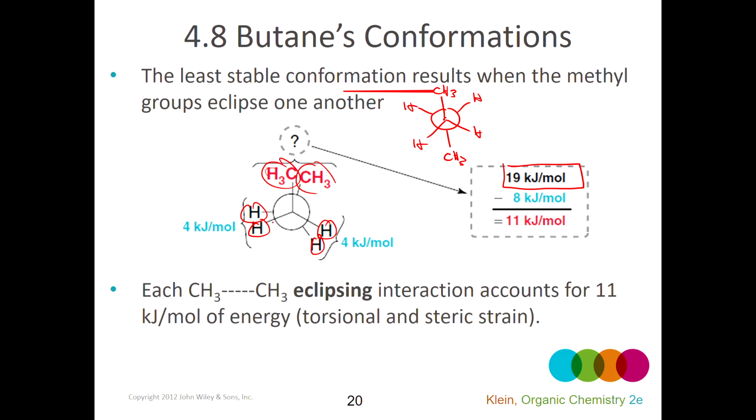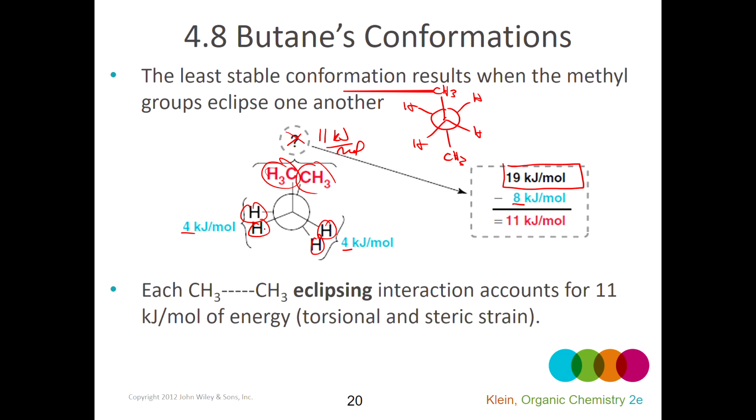If we rotate this around, we know a hydrogen eclipsing a hydrogen is 4 kilojoules per mole each. So if we total that, 4 each, gives me a total of 8 kilojoules per mole more unstable for these eclipsing interactions. If I subtract that from 19, I get 11 kilojoules per mole just for the methyl-methyl interaction. And the larger these groups are, the more unstable it makes it. So methyl groups are bigger than hydrogens. It's almost 3 times more unstable for 2 methyl groups to eclipse than for 2 hydrogens to eclipse. If I put ethyl groups here, it'd be even more unstable.